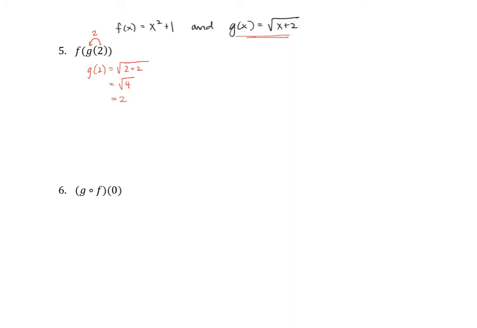Now what I'm going to do is plug 2 into f. So I used the 2 in the g in the red part. Now I need to use the f with the answer for g of 2. So my next step is to find f of 2. I'm going to plug 2 in for the x. So 2 squared plus 1 is equal to 4 plus 1, which is equal to 5. So my answer here is 5.